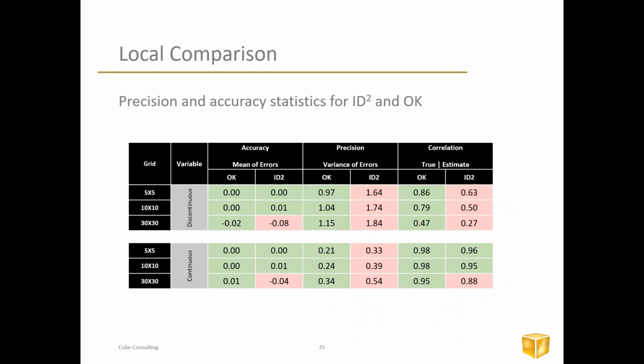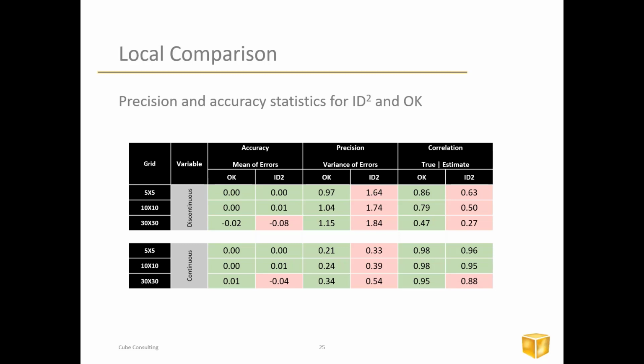So let's have a look at the statistics between ID square and ordinary Kriging. I've dropped the other two because we said they are a bit unrealistic. And you have here the discontinuous case, continuous case, and the 3 estimation grades that we use. For all of them, in terms of accuracy, we're very close to 0. Yes, they are all globally unbiased. So I'm expecting to have an accuracy of 0, which is good.